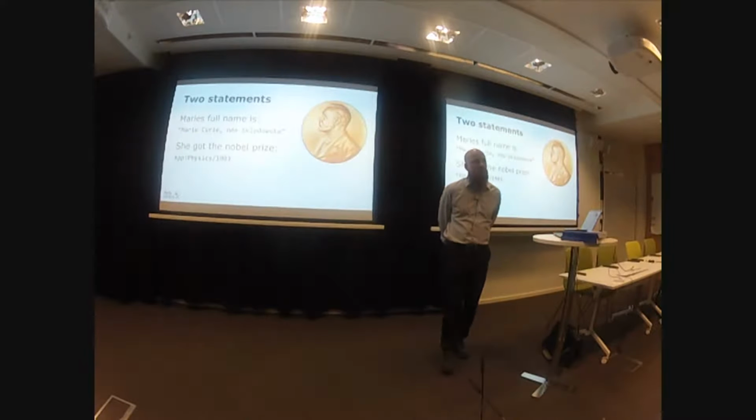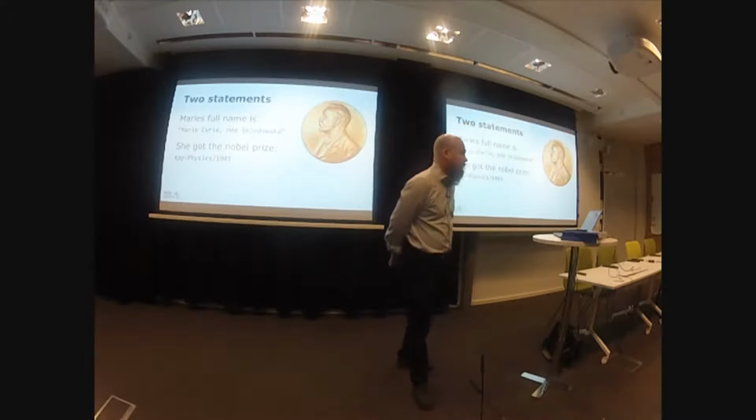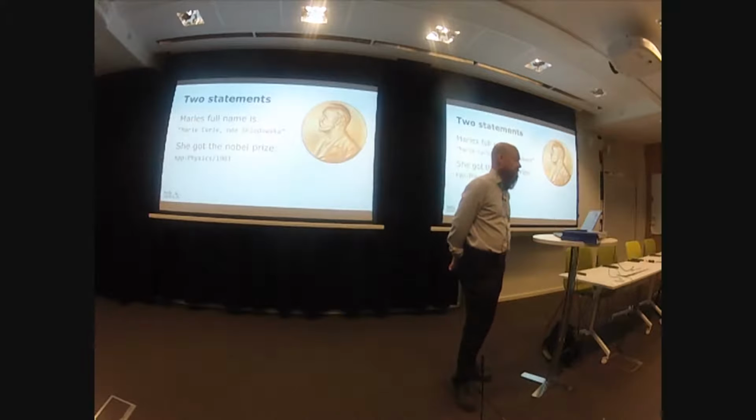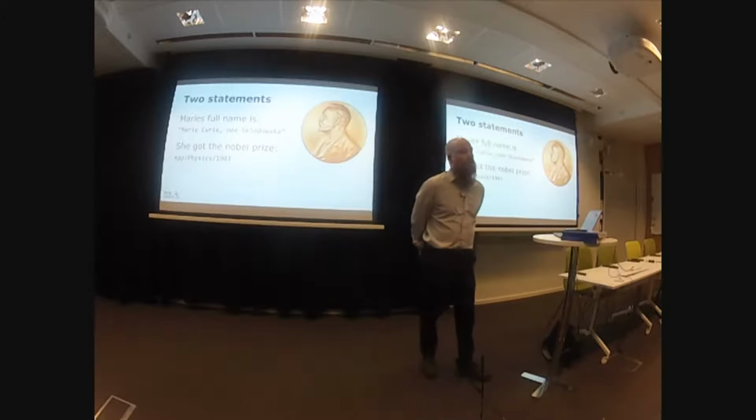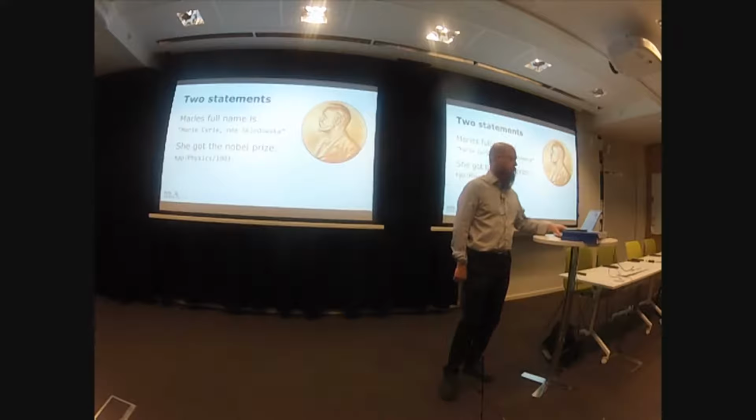And we want to make two statements. The first statement is that we want to give her full name. It's Marie Curie, and then I can't pronounce the rest, at least not the ni thing. And then she got the Nobel Prize, and that's NPP Physics 1903.